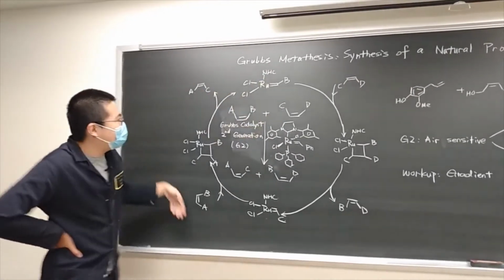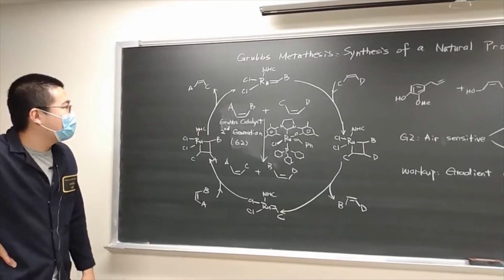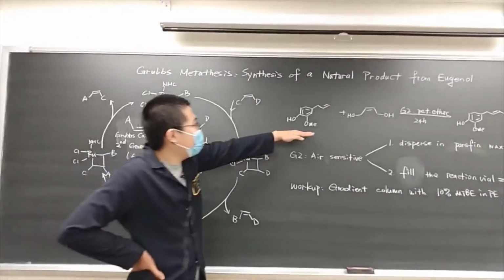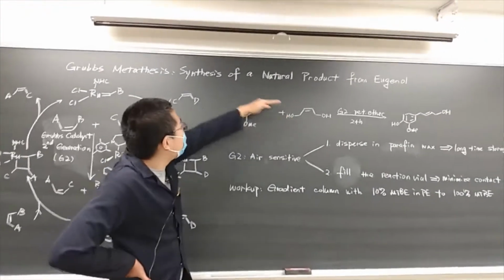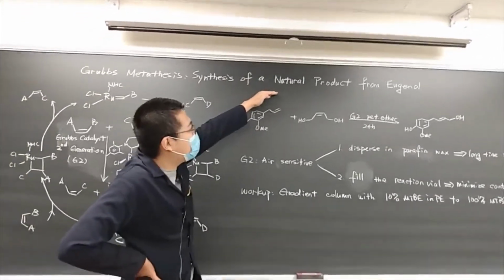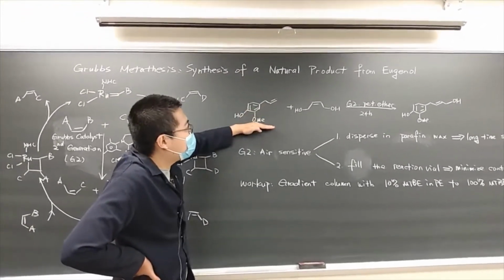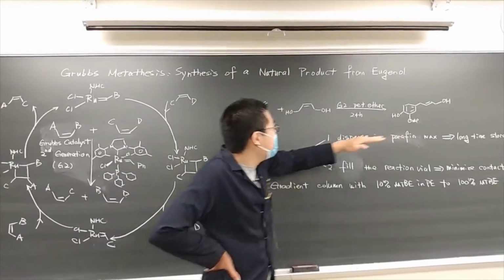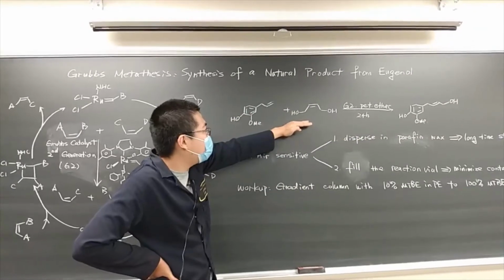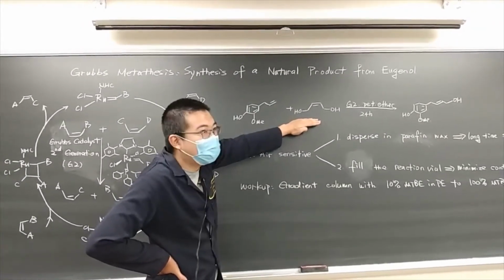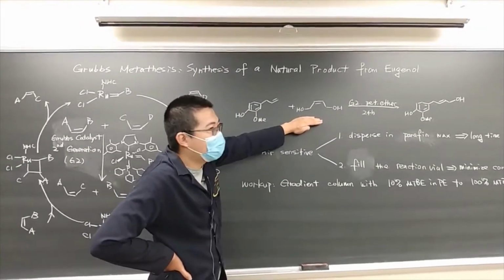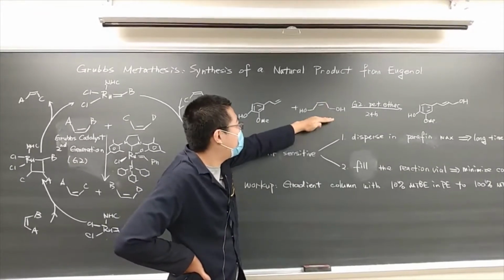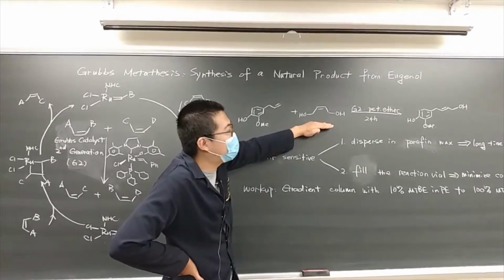So this is the whole reaction we are going to perform in today's experiment. And the real reaction scheme is shown here. We are going to synthesize a natural product from eugenol. So here is the eugenol, and here is our desired product. You can notice that there is one starting material which is symmetrical, so we don't need to consider the self-reaction of the starting material itself.